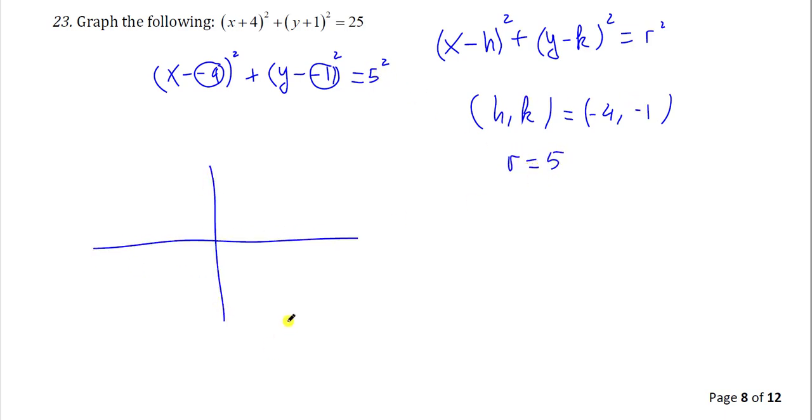So if I draw the circle, let's plot the center. Minus 4: 1, 2, 3, 4 for x, minus 1 for y. I have the center of the circle. This circle has a radius of 5. So from here, we go 5 to the right, 5 to the left, 5 up, and 5 down. So let's go 5 to the right, right here, one more.